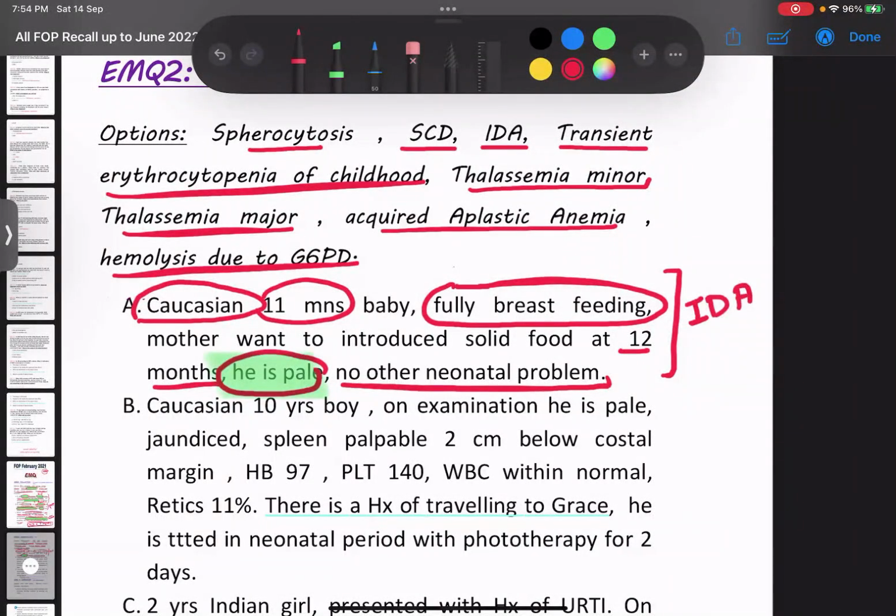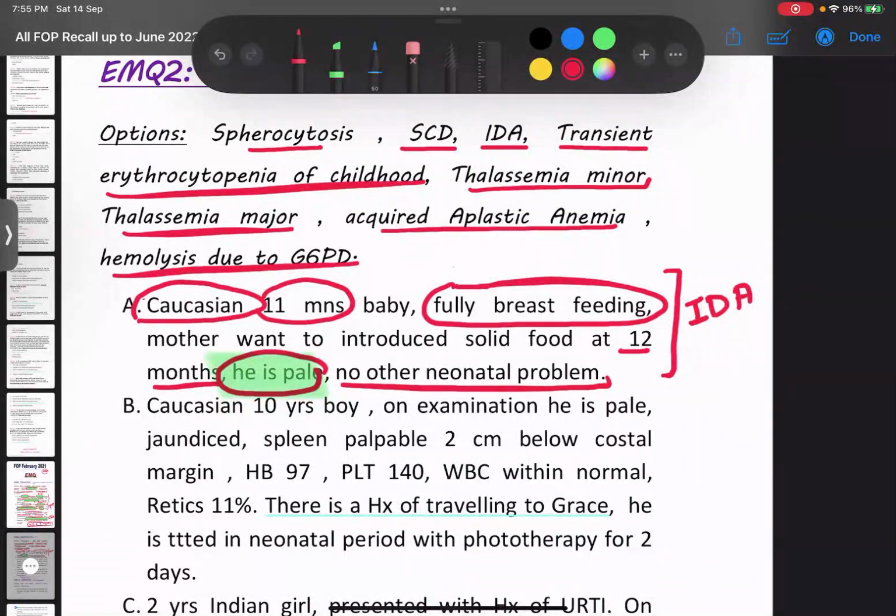So with the given history that the baby is not receiving any solid food and is being fully breastfed, and the mother is planning to breastfeed up to 12 months, and only after 12 months is planning to go for solid food. With this history, this is a case of iron deficiency anemia due to breastfeeding or not introducing complementary feeding to the baby. Is this clear? Yes. So why are we not considering any hemolytic disease?